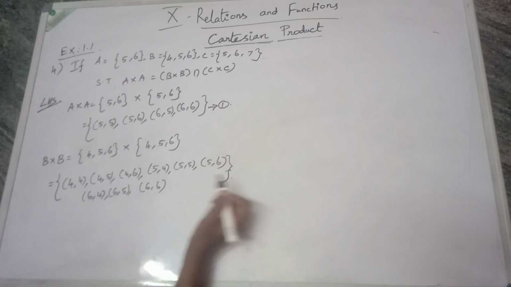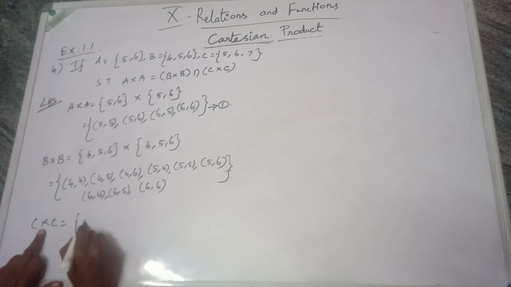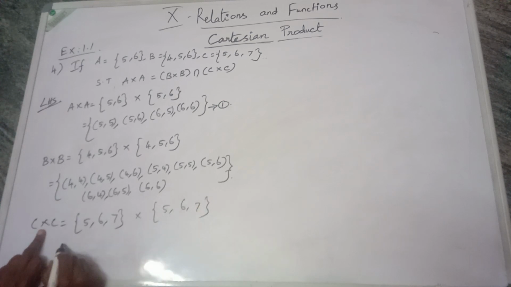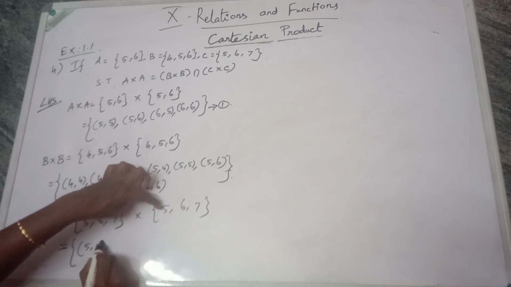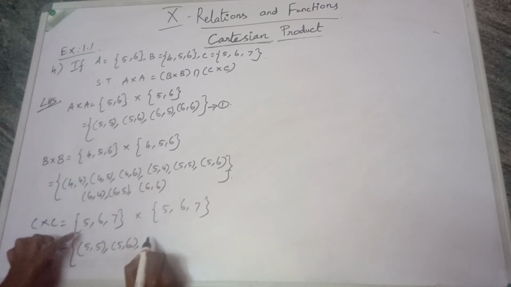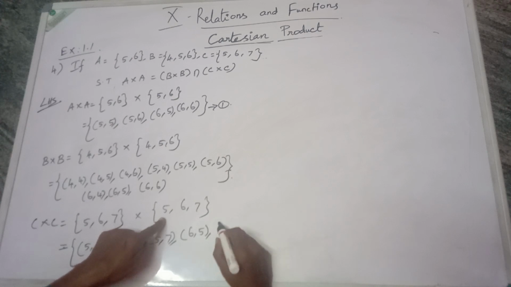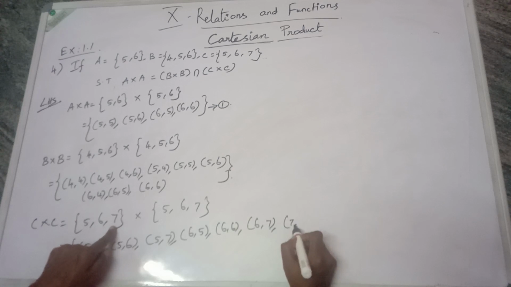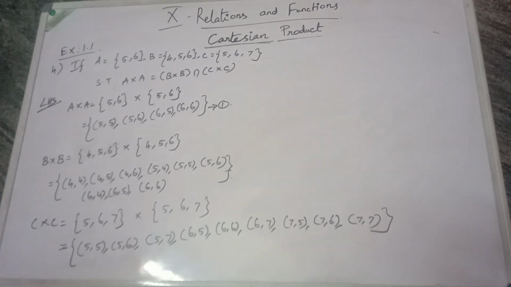That's all. Then C cross C you have to find. For C cross C you write the elements of C, {5, 6, 7}, and the same {5, 6, 7}. Then you write the Cartesian product. You make the ordered pairs: (5, 5), (5, 6), (5, 7), and then the second element: (6, 5), (6, 6) and (6, 7), and then the third one: (7, 5), (7, 6), (7, 7). Okay, so now we have to find the right hand side.